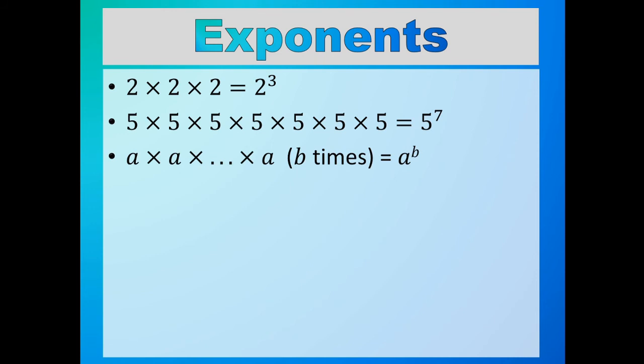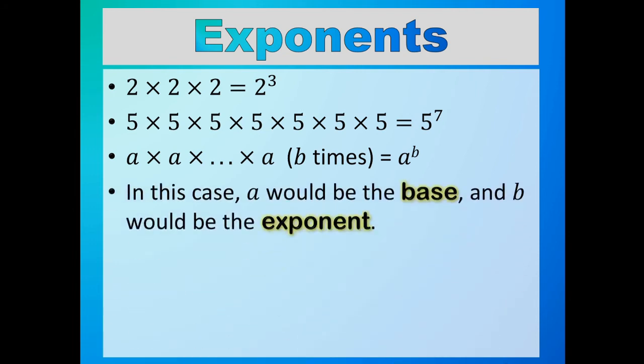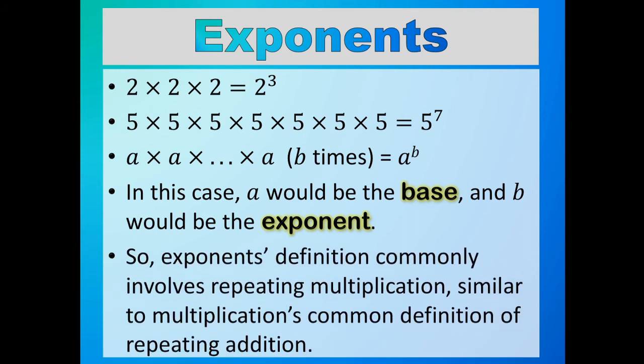In a general sense, where A is one number and B is yet another number, A times A times A times A times A times A, B times, is equal to A to the B. And that is the definition for exponents, at least for the basic forms. In this case, A would be the base and B would be the exponent. So an exponent's definition commonly involves repeating multiplication. This is similar to multiplication's common definition of repeating addition.